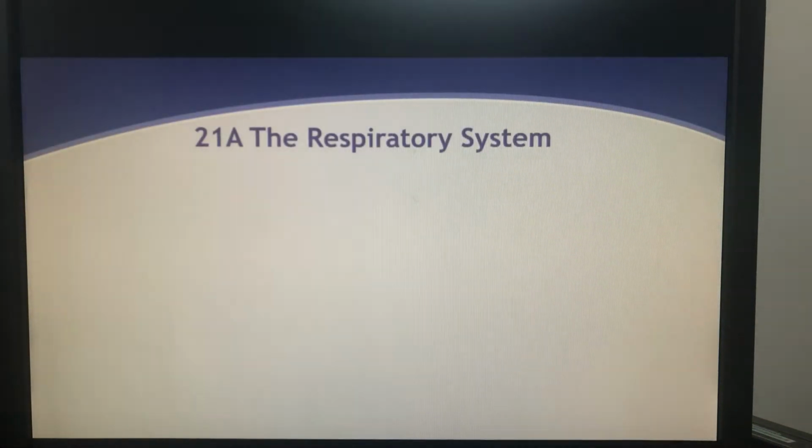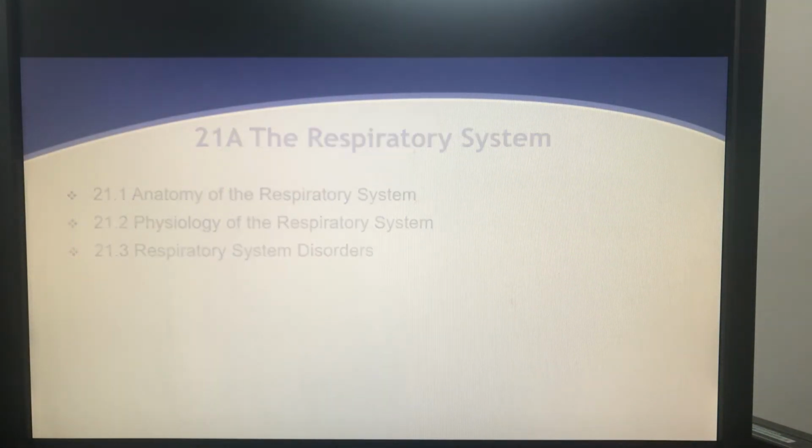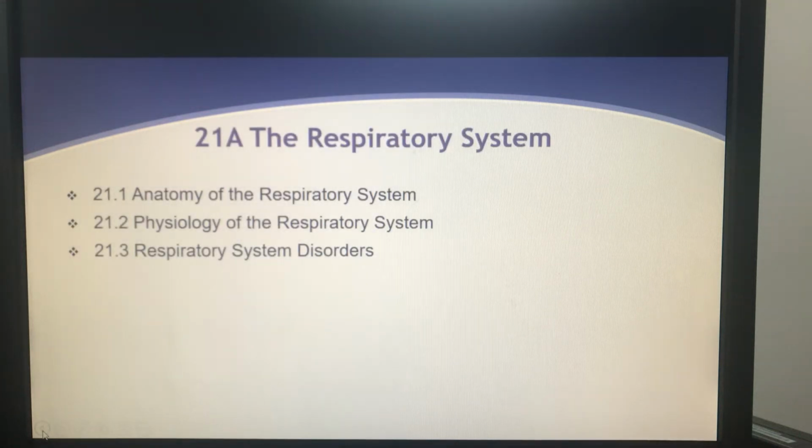All right, so respiratory system, some of the key things that we're going to talk about: the anatomy of the respiratory system, the physiology of the respiratory system, and then the respiratory system disorders. We discussed when we started the human body about anatomy and physiology. So anatomy is the structure of the respiratory system, and then the physiology is how that works, how that anatomy functions, and what it does in the human body.